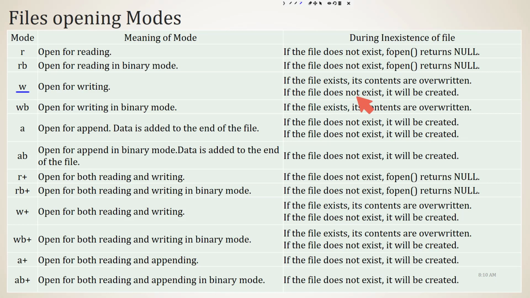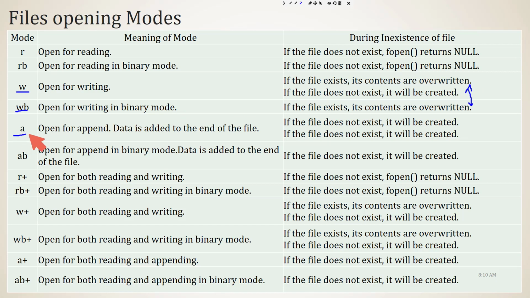If the file does not exist, it will be created. So if we are opening a file in writing mode and the file is not on the disk, the file will be created. Similarly, WB means opening for writing in binary mode. If the file exists, its contents are overwritten. So these two are the same, but the first is writing the file, the second is writing the file in binary mode.